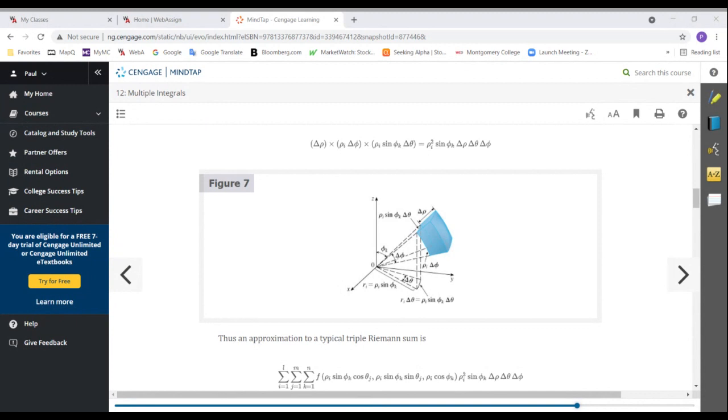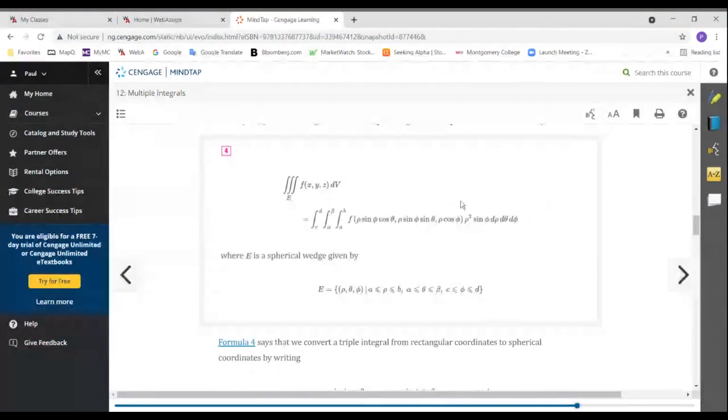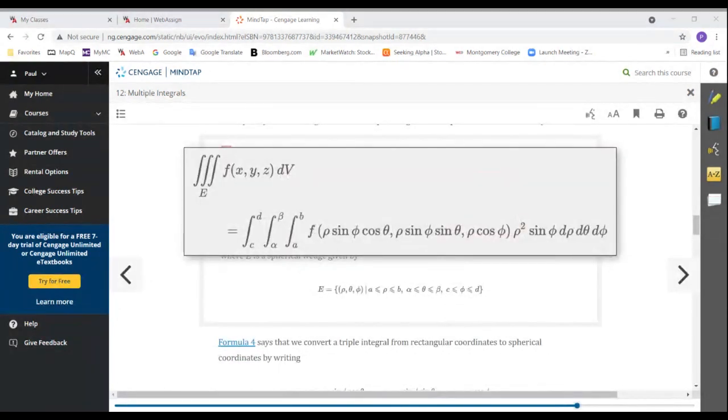To be honest, I'm wondering if there could be a typo in this picture, because delta theta should be your arc for this, and they have delta phi. So I'm going to look at this a little more on my own, but for now, I was looking at this when you were working on your classwork. For now, just take it on faith that dV is rho squared sine of phi d rho d theta d phi. That's what your dV is.